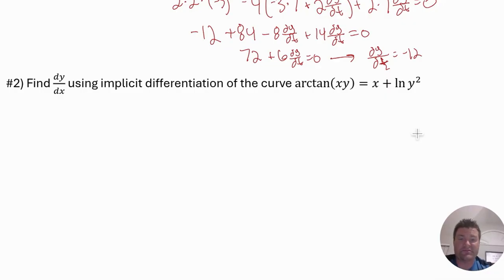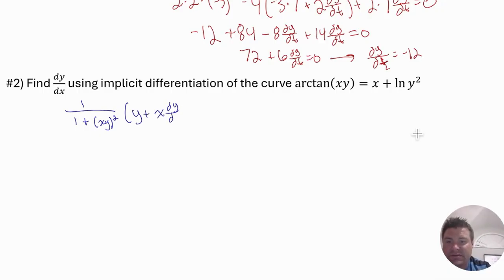Hopefully you know your derivatives of arctan. So this is going to be 1 over 1 plus the argument squared. So the argument is xy squared. Inside that argument is going to be the chain rule, and we do have a product rule within that. So I'm going to go derivative of x is 1 times y plus x, tag dy/dx, equals, and then I'm going to go 1 plus the derivative of the ln is going to be something over y squared. Derivative of the inside is 2y, tag it, dy over dx.